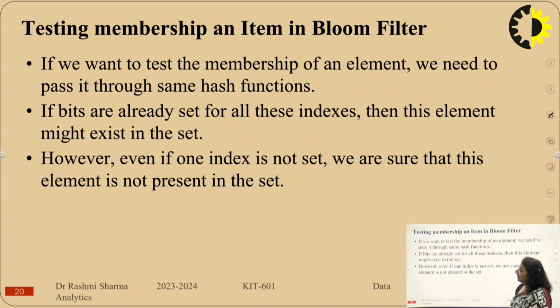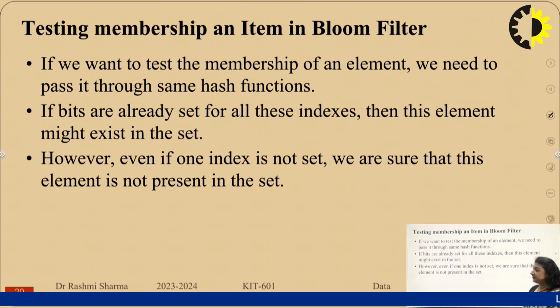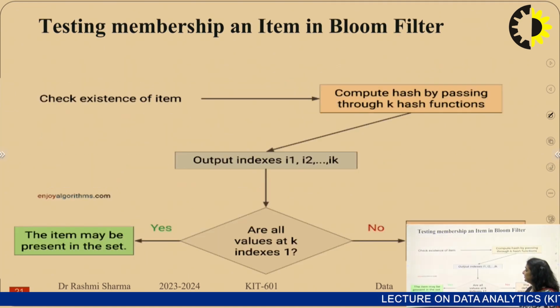So testing the membership of an element: if we want to test the membership of an element, we need to pass it through the same hash function. If the bits are already set for these indices, then the element might exist in the set. However, if one index is not set, then definitely that element doesn't exist. So this is the flow chart.